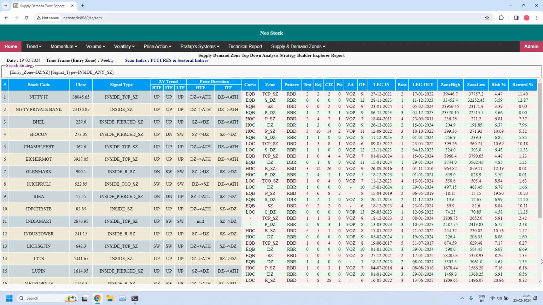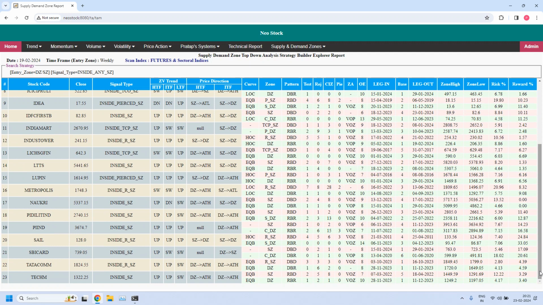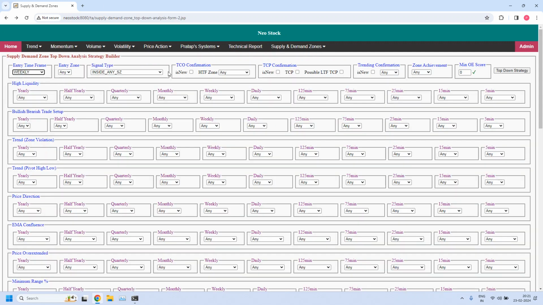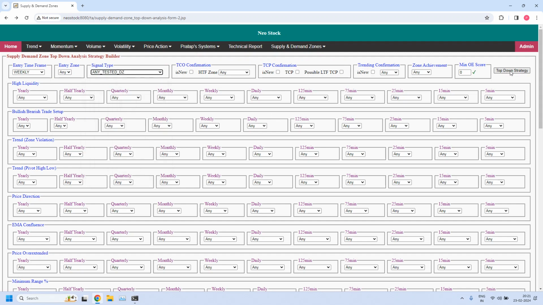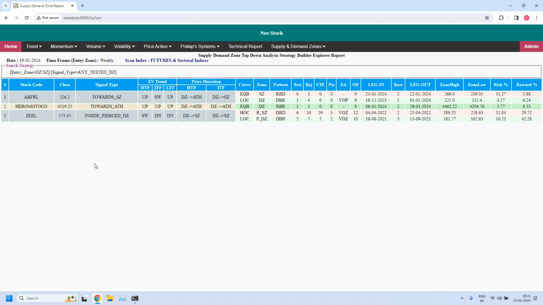So this is the filtered list. So these are the 23 supply zones where price closed inside weekly supply zone. So let me go back. For weekly time frame, let us find the stocks where the demand zones are tested during this week. The tested weekly demand zones during this week. So these 3 weekly demand zones are tested during this week.